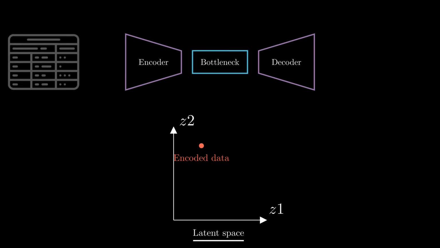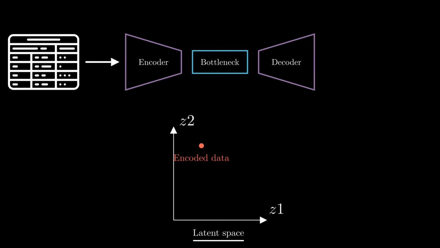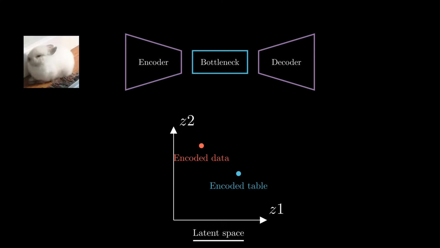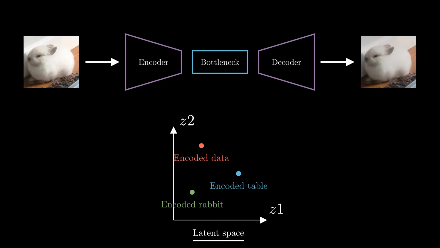Instead of this simple 4D data, an autoencoder can also compress much higher dimensional data, such as tabular data. Another very common example is encoding images such as this picture of a rabbit. The encoder reduces the image to a few key features, the bottleneck layer holds these features, and the decoder reconstructs the image from these low-dimensional features. Now let's see how we train such a network.